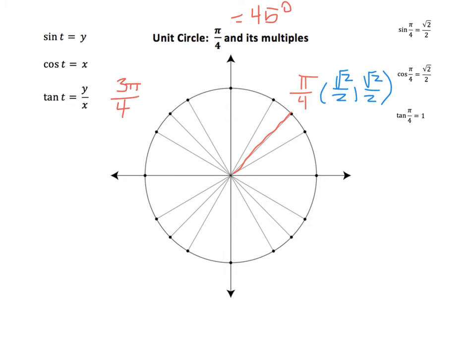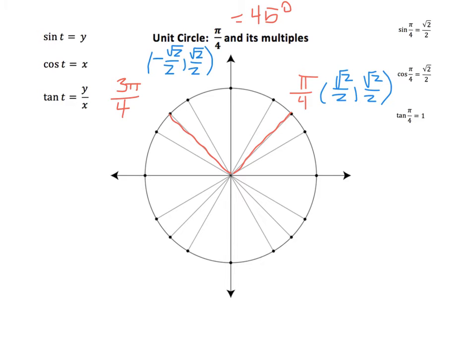So the corresponding point is now going to be influenced by the sine and cosine value, but also the fact that in this quadrant, x values are negative. So instead of being a positive square root 2 over 2, we're going to have a negative square root 2 over 2 because in this quadrant, x values are negative. And y values are positive, so that stays positive square root 2 over 2. All right, so I'll put that in there.